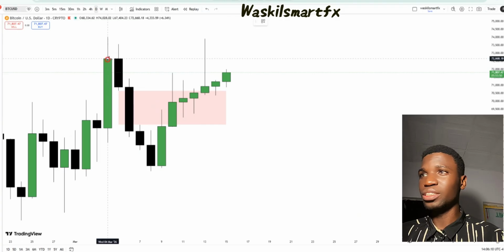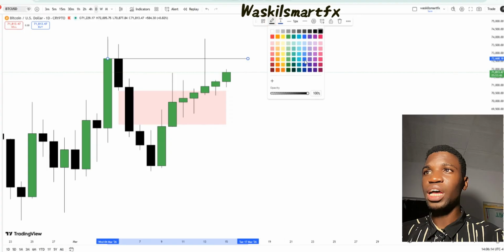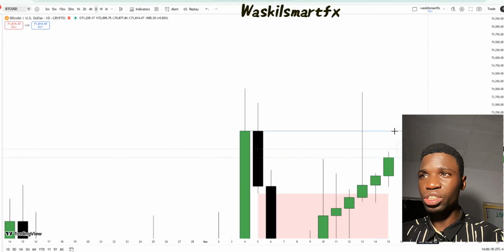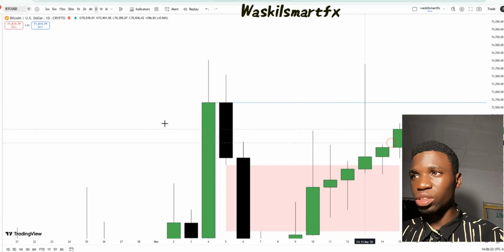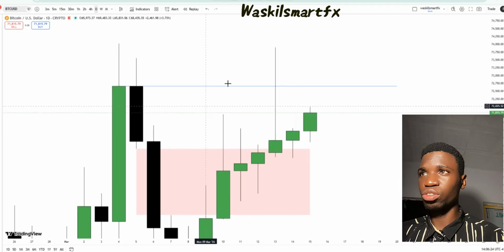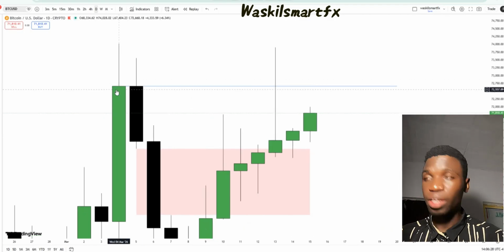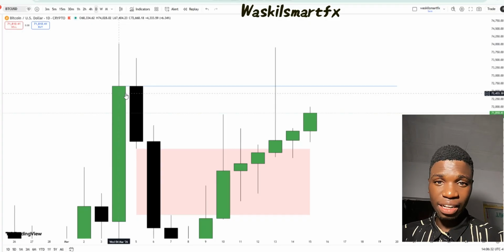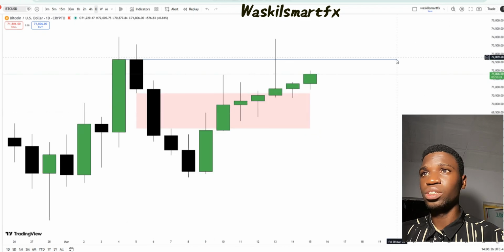Then I saw this. I call this a double rejection, two body rejections. You can see two body rejection. At this particular level, there is high momentum, so it can also be classified as a resistance, right? So let's go down to a lower time frame.